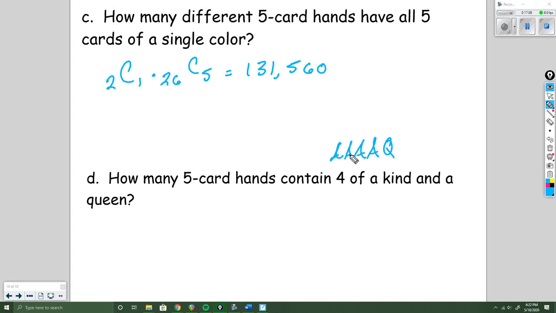Okay, so it's going to be 4 of the same cards and a queen. So they could be aces, kings, jacks, 10s, 9s, all the way down to a 2. So we have 4 different types of queens. We have a queen of clubs, queen of hearts, queen of diamonds, queen of spades. And then from there, we have 12 other cards that we could choose from. Or sorry, 12 different options of what to choose from here. There's 13 total cards in a suit, but we can't choose a queen, so that gives us our 12. So 4 times 12 would be 48 different 5-card hands that contain 4 of a kind and a queen.